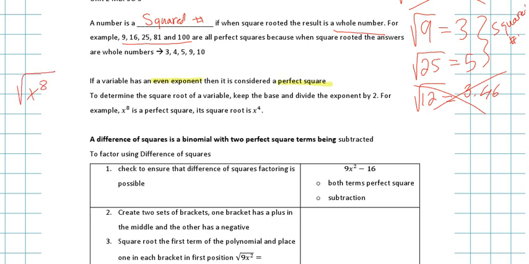in order to find the answer, the square root of x to the power of 8, I divide the exponent by 2. So that would be x to the power of 4. Okay? So if you want the square root of x to the power of 12, what would your answer be? X to the power of 6. So if you have a perfect square and you want to square root it, you divide the exponent by 2.